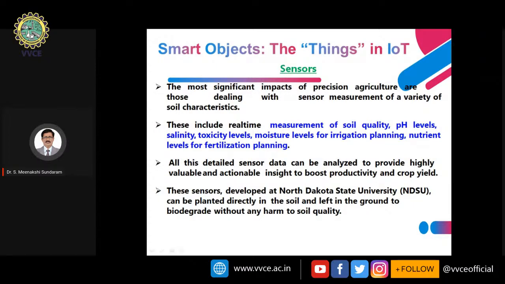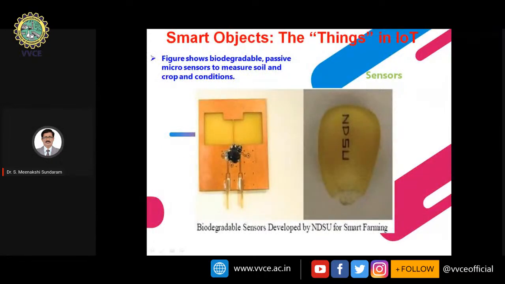North Dakota State University has developed one kind of sensor called a biodegradable sensor. See this one example of the biodegradable sensor developed by North Dakota State University for smart farming. This figure shows the biodegradable passive micro sensors to measure the soil, crop, and relevant conditions in the field.